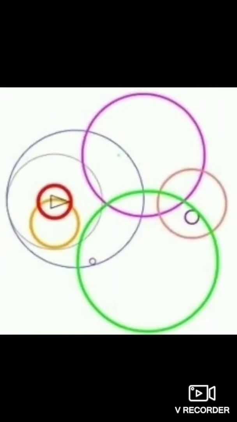Now let us go to the new portion, that is drawing of polygons. A regular polygon is a closed figure with all sides of equal length and all angles of equal size. In a regular polygon, the number of sides is equal to the number of angles. Some regular polygons are triangle, square, pentagon, hexagon, heptagon, octagon, nonagon, and finally decagon, which has 10 sides.